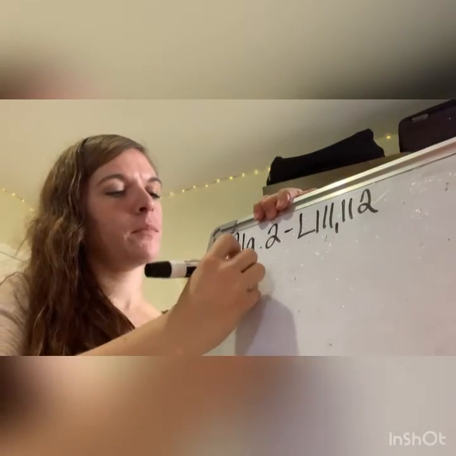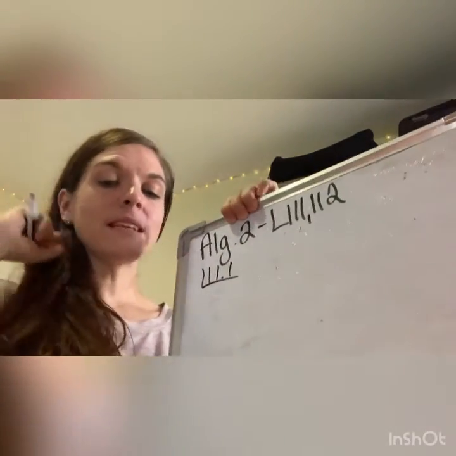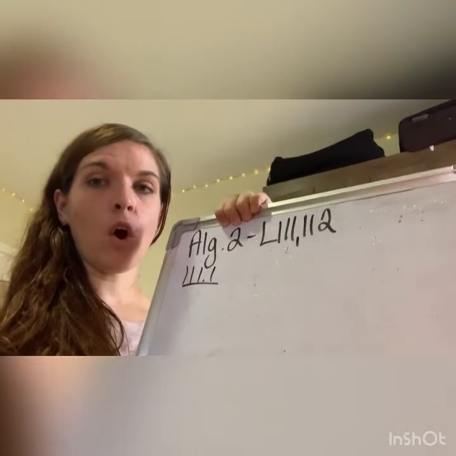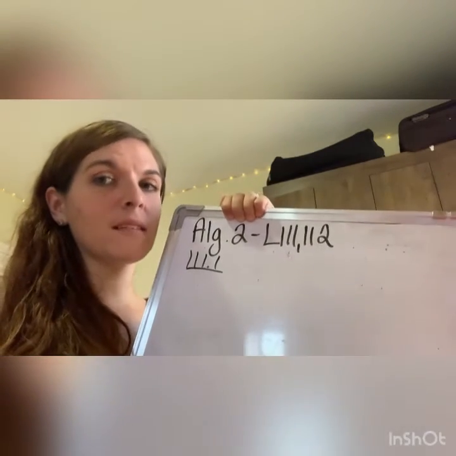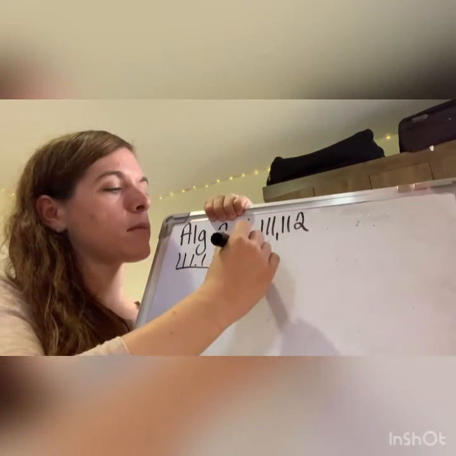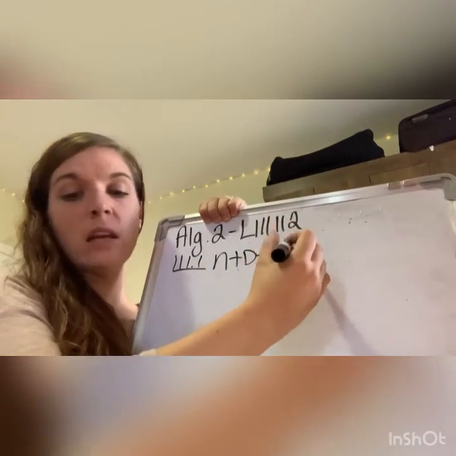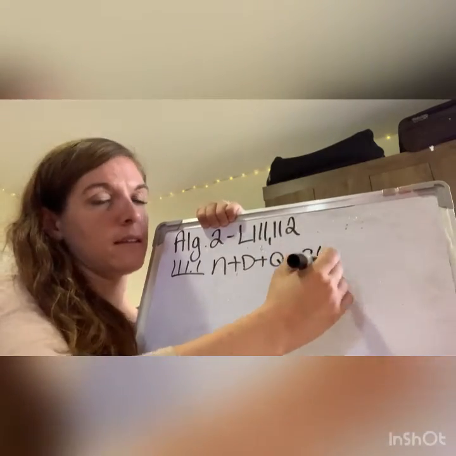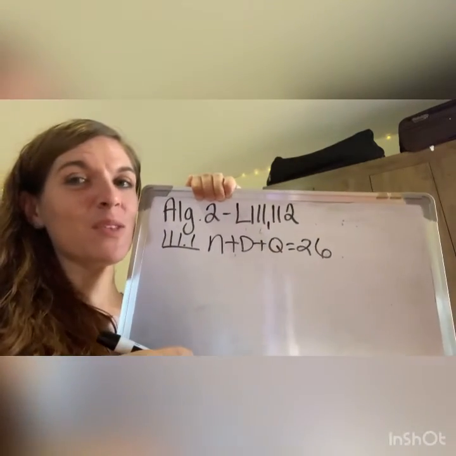111.1. There were 26 nickels, dimes, and quarters in all. Okay, all of a sudden you know that's your quantity. So I'm going to go nickels plus dimes plus quarters equals how many? 26, okay? You already see what's happening here. They're just giving you 3 instead of 2.